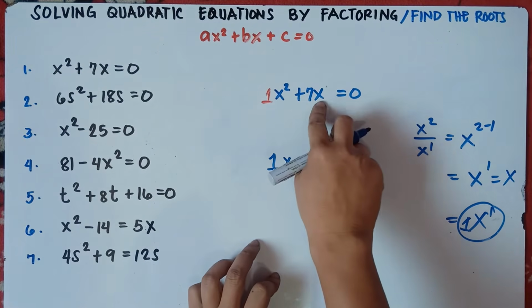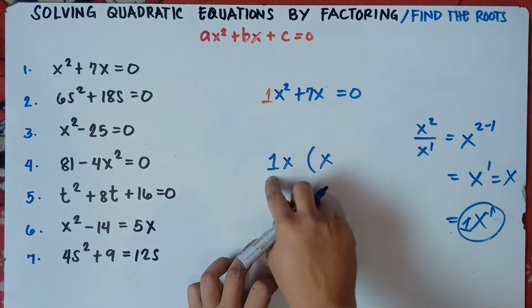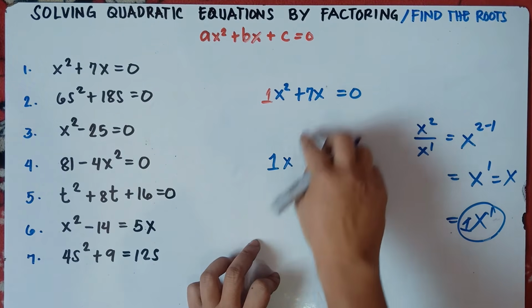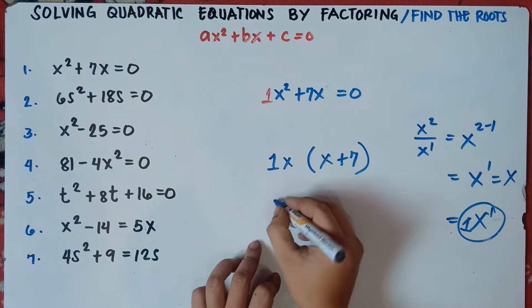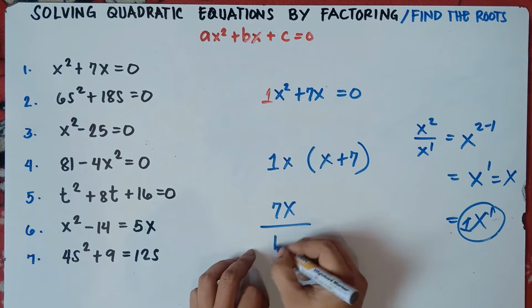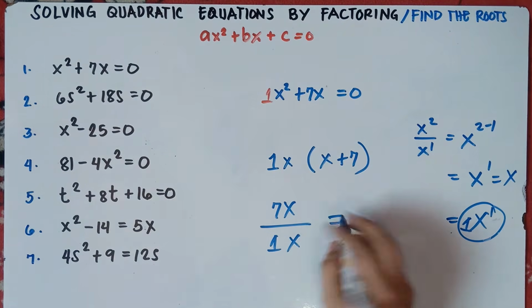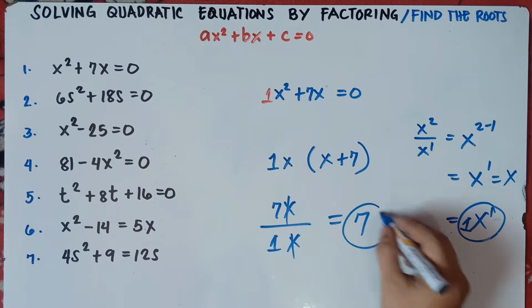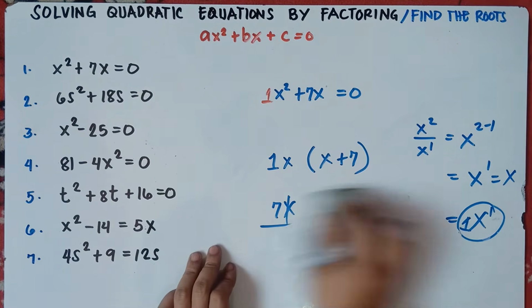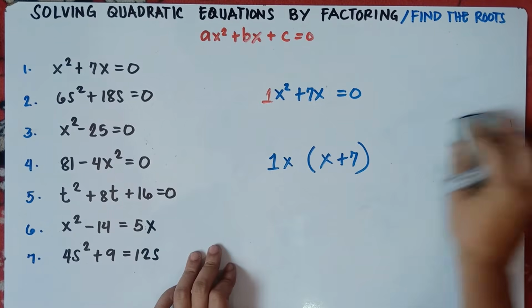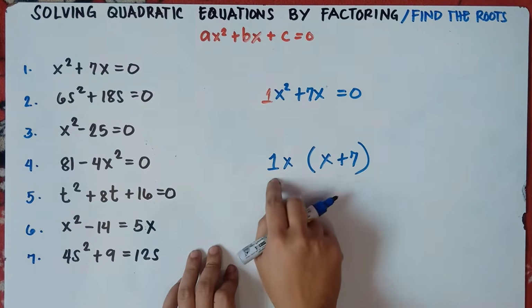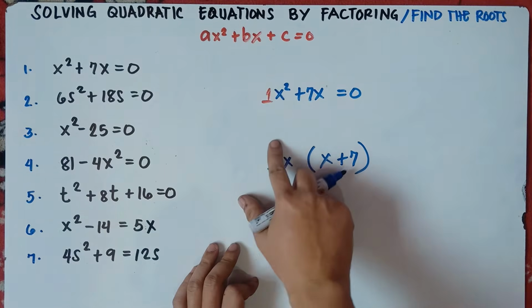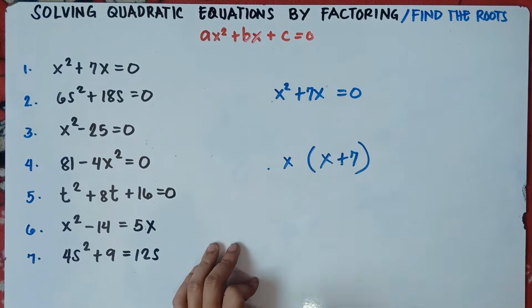And then positive 7 divided by 1 is positive 7. x divided by x cancels. So 7x divided by 1x: 7 divided by 1 is 7, and x divided by x simply cancels. That's why we have 7. When we check this by distributive property, you can actually erase the 1 because 1x is the same as x.